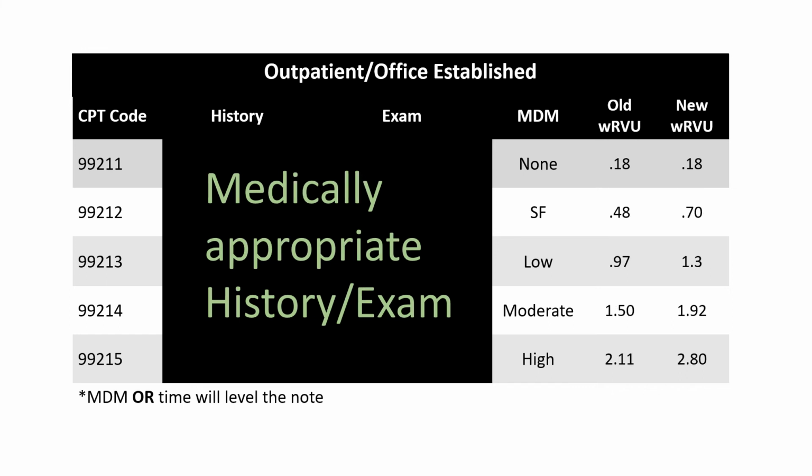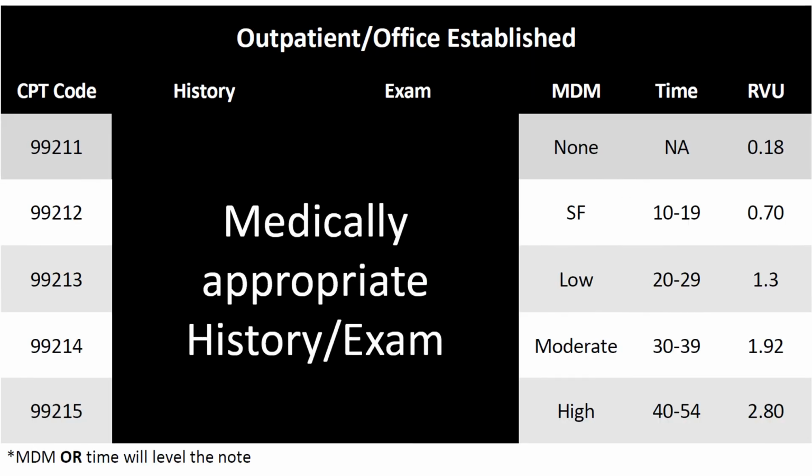We look at RVUs. There was a good bump in work RVUs. So again, 99214 is the code that I bill the most common, moderate medical decision making. RVUs went from 1.5 to 1.92. Reference the handbook. This is the chart that you're going to have. So again, there's 5 codes left, and either medical decision making or time will drive which code you select.